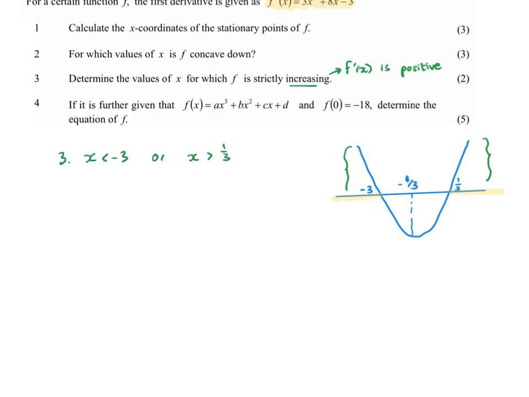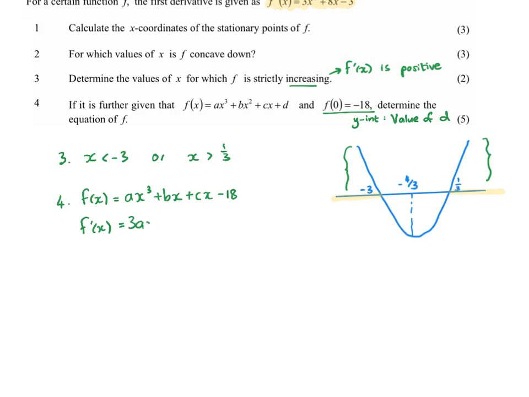Question 4 looks more complicated than it is, and the mark allocation is somewhat inflated. I'm given the equation, and I know that the y-intercept is negative 18. So straight away, I know what d is. Now, since they've given me the equation of the derivative, let's work out the derivative in terms of a, b, and c.